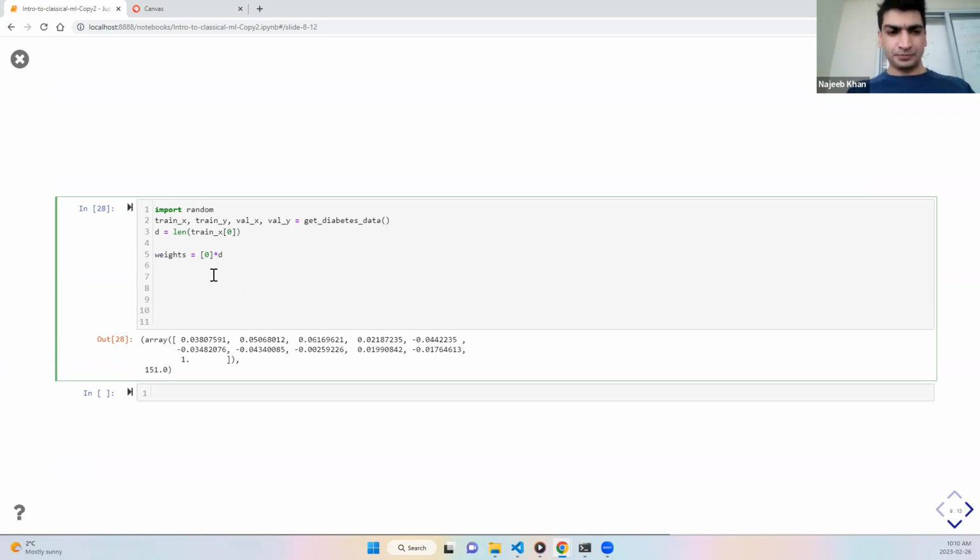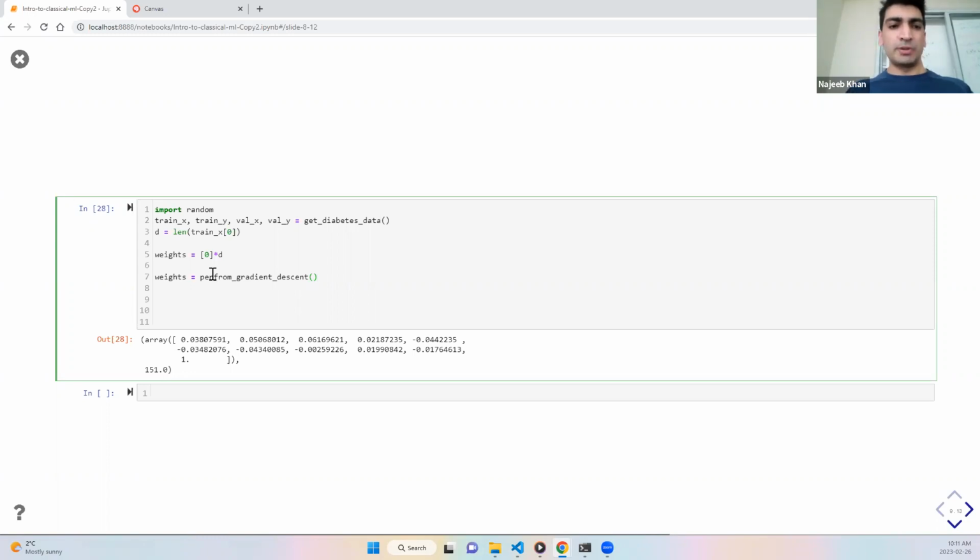And then, given the data set, I need to find the new weights. So weights equal to the result from gradient descent.